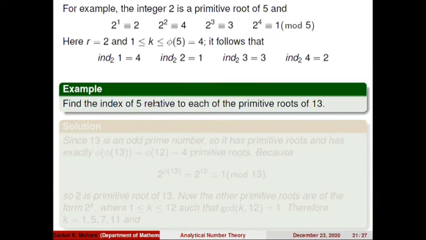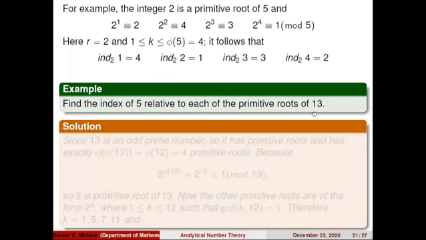Same question here, but as we found the index of 1, 2, 3, 4 earlier, here you have to find only the index of 5 relative to each of the primitive roots. So here there are a total of 4 primitive roots, and relative to those 4 primitive roots, you have to calculate only the indices of 5 respectively. So first we'll find out its primitive roots.